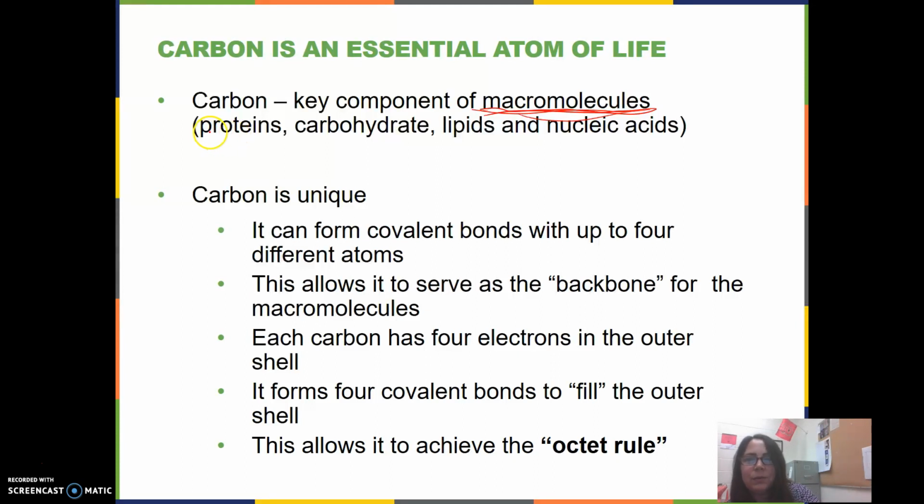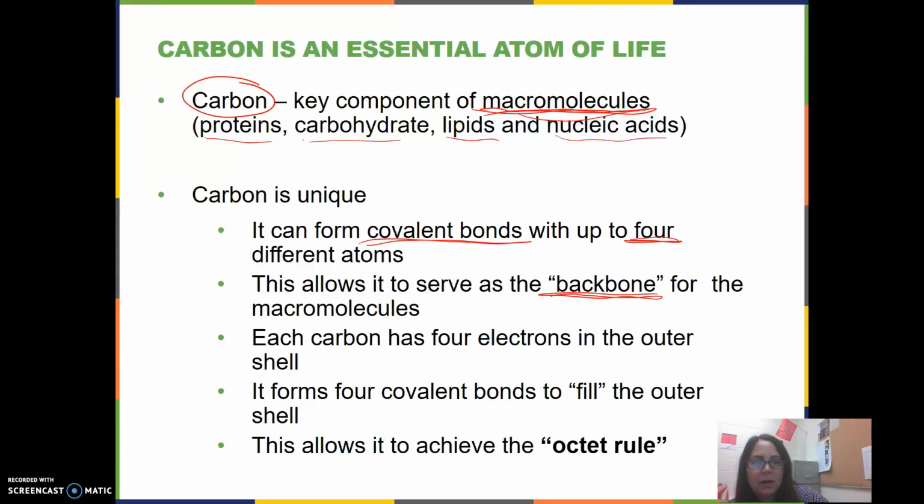So macromolecules are going to be proteins, carbohydrates, lipids, which are fats, and nucleic acids, which would be your genetic material or your DNA. And they are carbon-based. They contain a lot of carbon. So why is carbon so special? We know that water is special. So why is carbon special for living things? It can form 4 covalent bonds. Not 1, 2, or 3, but 4 covalent bonds with different atoms. It is in group 14, and so it's able to do that. And that allows it to serve as the backbone for macromolecules.